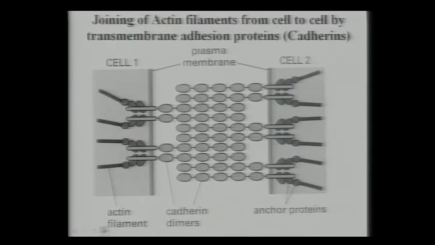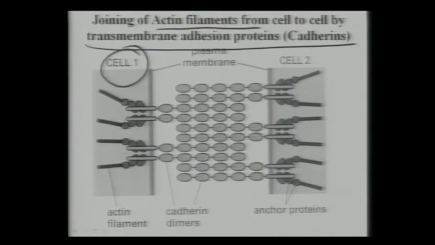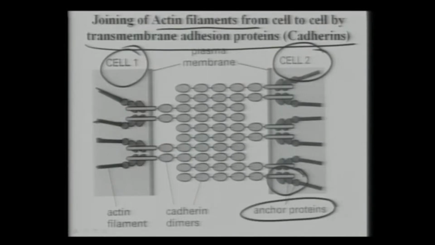Now the other way that two cells can be attached to each other is the joining of actin filaments from cell to cell by transmembrane adhesion proteins, which are called cadherins. This is part of cell 1, and this is part of cell 2, and you have these actin filaments here. You have these anchor proteins also. The anchor proteins are the blue ones, and you have these cadherin proteins, the green ones.